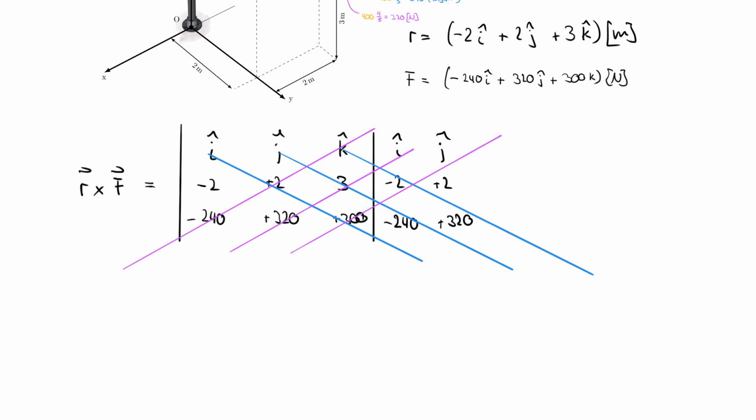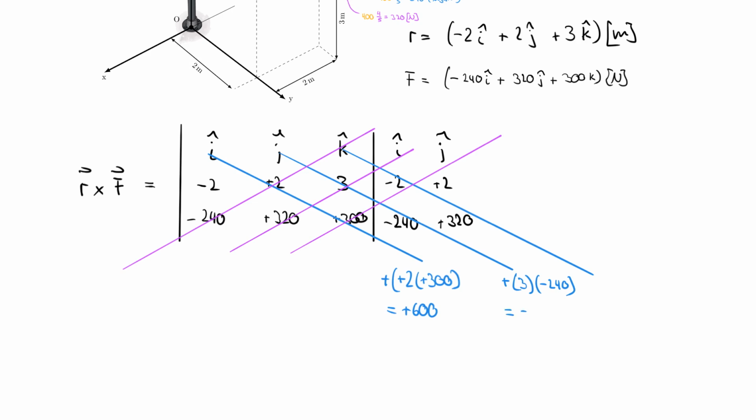So I have plus, and now +2 times +300. So that is equal to +600. I don't even need a calculator for this problem, as you can see. Now the next one, +3 times -240. So that's 720 if I'm not mistaken.